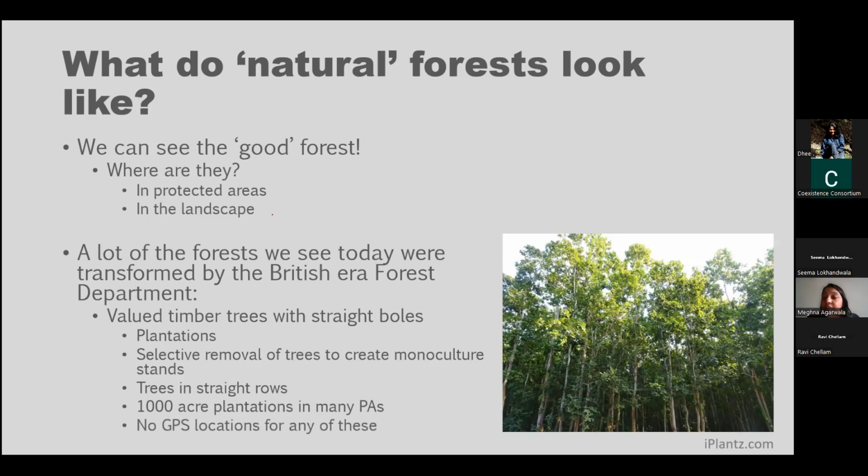And in none of these cases have they given a GPS location for where they did all these modifications, which makes it really difficult for us to understand what the natural forest is then. Yeah? Is this clear so far?